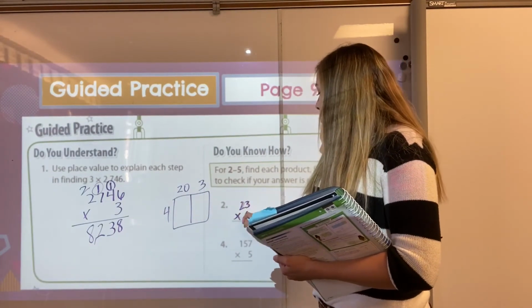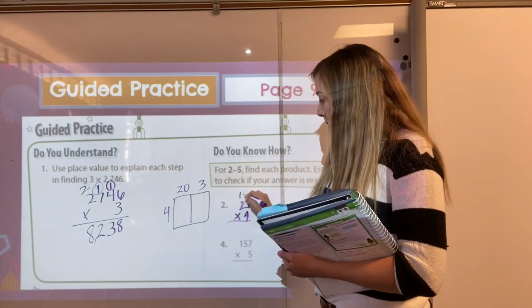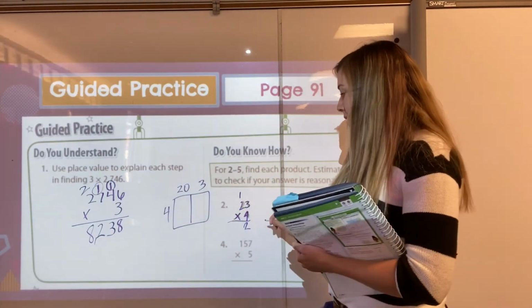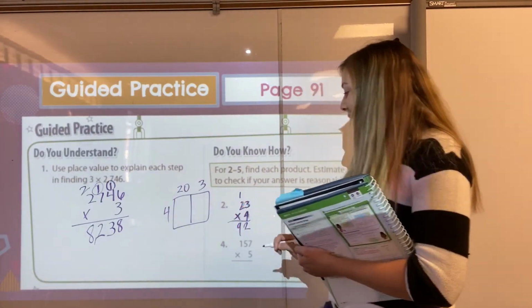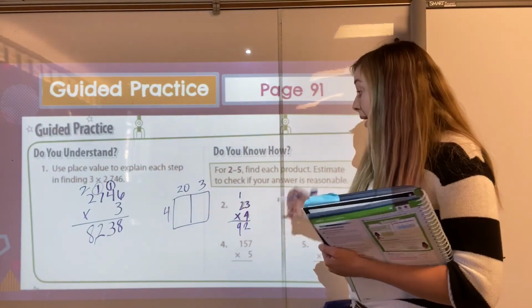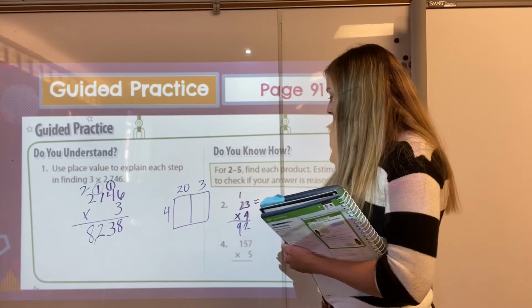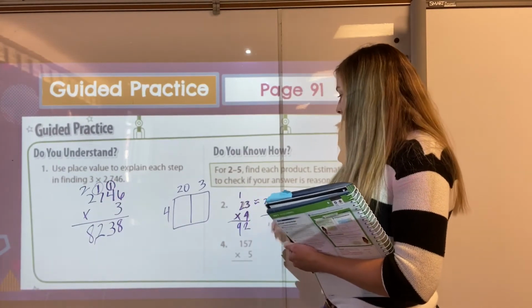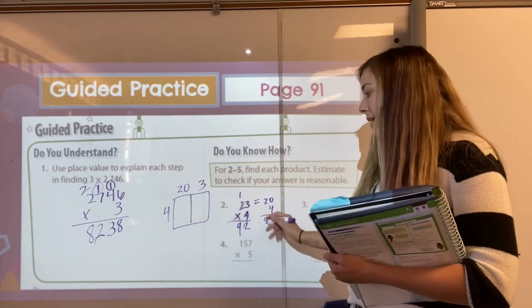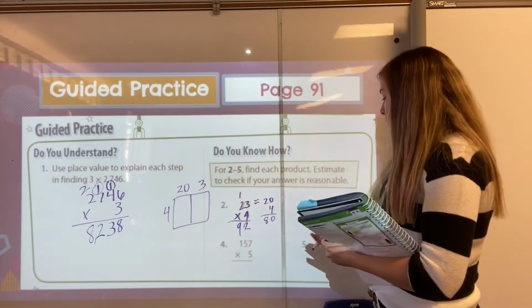So we have 23 times 4. So 4 times 3 is 12. I'm going to carry my 1 over and put my 2 down below. 4 times 2, well, that's 8, plus 1 more is 9. We get 92 there. Now, I might want to check, okay, am I close? So I would round 23 to about 20. I can keep my 4 where it's at. And so if I did 2 times 4, that's 8. Add my 0 in, 80, pretty close to 92, only 12 away. So that's a reasonable answer.